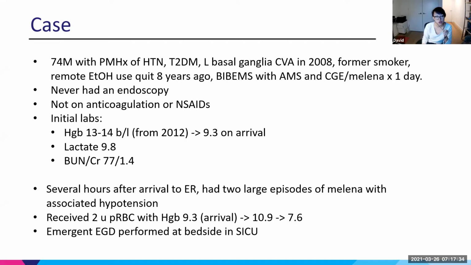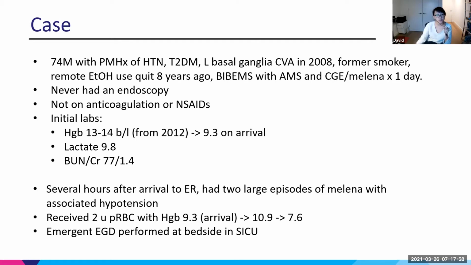His initial labs were notable for a hemoglobin of 13 to 14 baseline. His last known value was in 2012, to 9.3 on arrival. His lactate was 9.8. He had a very elevated BUN to creatinine. Several hours after he arrived to the ER, he had 2 witnessed episodes of large volume melena with associated hypotension.